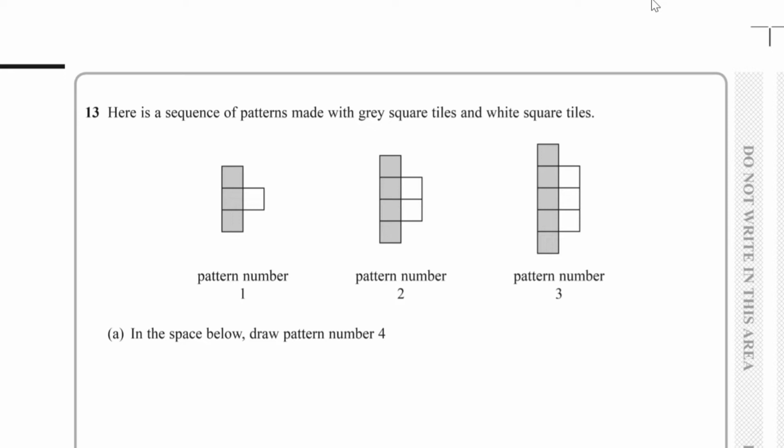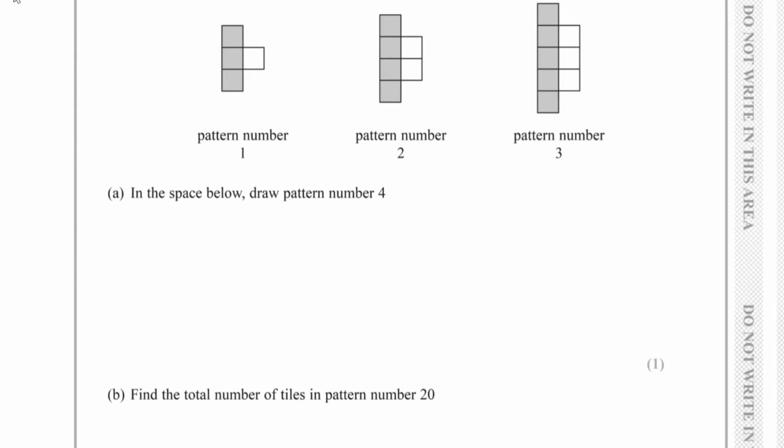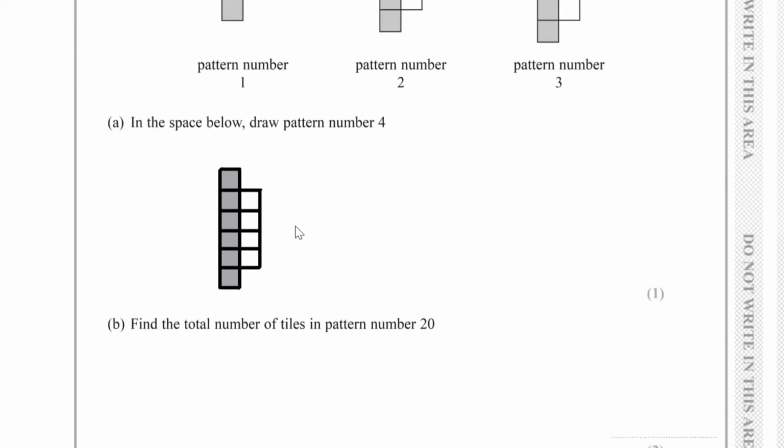Question number 13. Here is a sequence of patterns made with grey square tiles and white square tiles. We've got pattern 1, 1 white, 3 grey, pattern 2, 2 white, 4 grey, pattern 3, 3 white and 5 grey. And in the space we have to draw pattern number 4. Well, here will be pattern number 4. We would have 4 white, and then we would have 1, 2, 3, 4, 5, 6 grey.